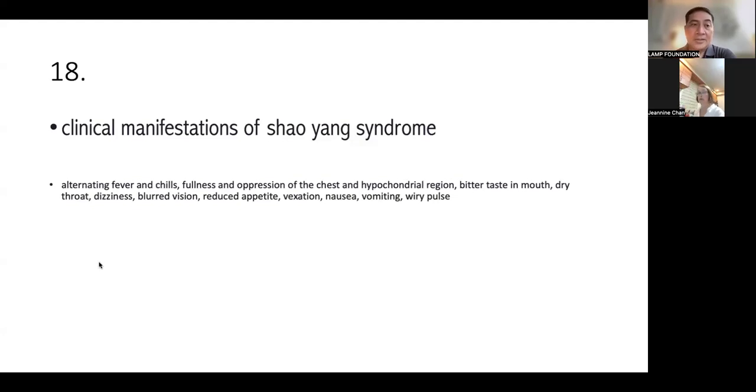Dry throat, dizziness, blurred vision, of course, reduced appetite, vexation, nausea, vomiting, and the pulse is wiry because of the gallbladder. Now, fever and chills alternating. Can you imagine? On and off. Then you take so many things. There will be fullness and oppression of the chest and the hypochondrial region. So that means this is under the realm of the gallbladder and the Sanjiao. That's the Shaoyang channel.